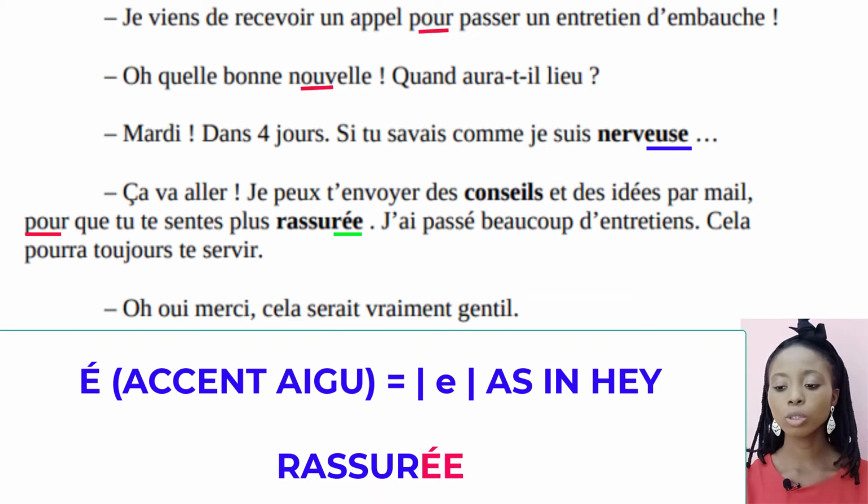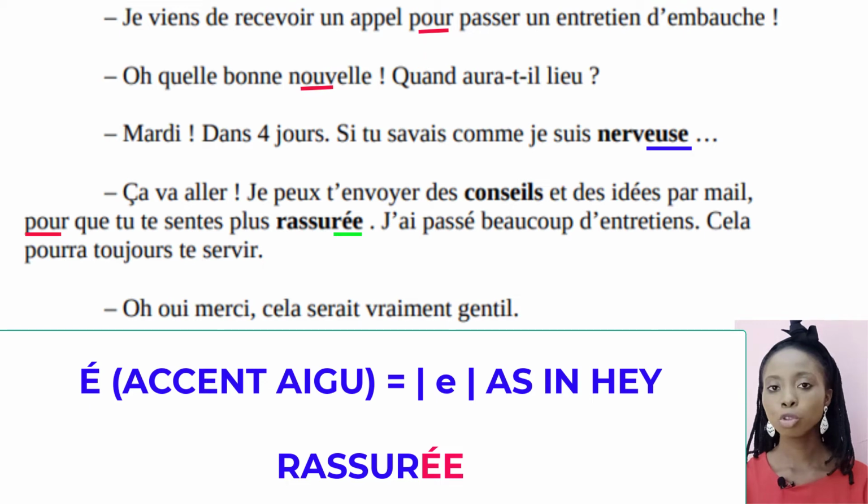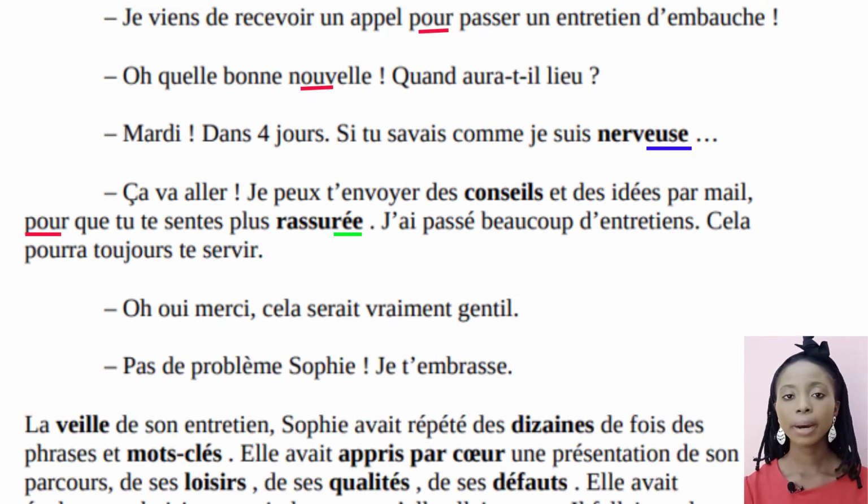Okay, so now let's note our accent is there and that is our E accent aigu, which gives us the sound A. Because accent aigu gives the sound A. So we have rassuré. J'ai passé. We are coming in contact with the sound again, the sound A, which is our E accent aigu. That's why we have passé, not just pass or passeur. You have passé. Why? Because of the accent. Accent aigu. E accent aigu gives us the sound A.